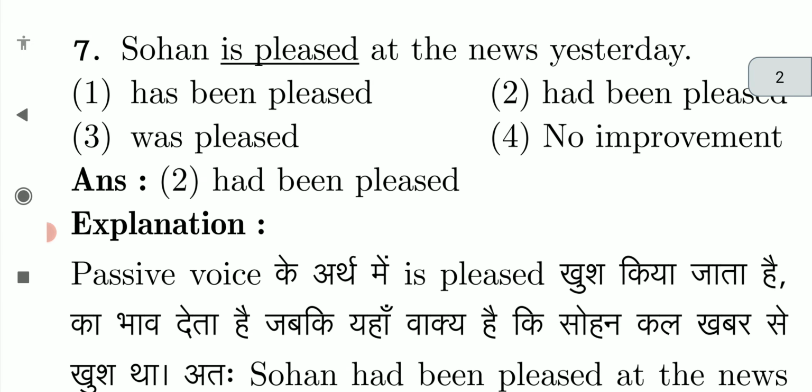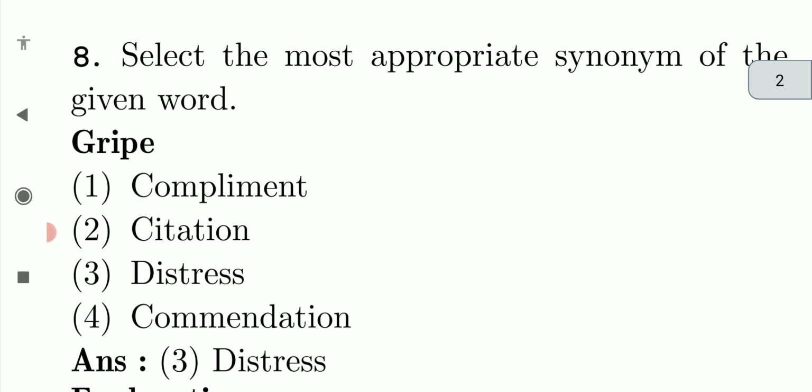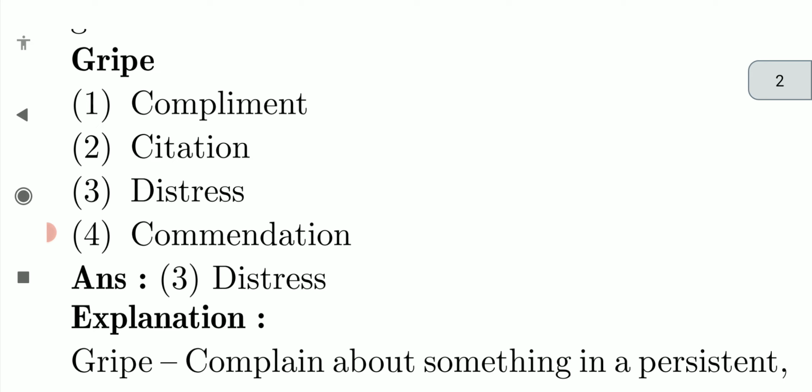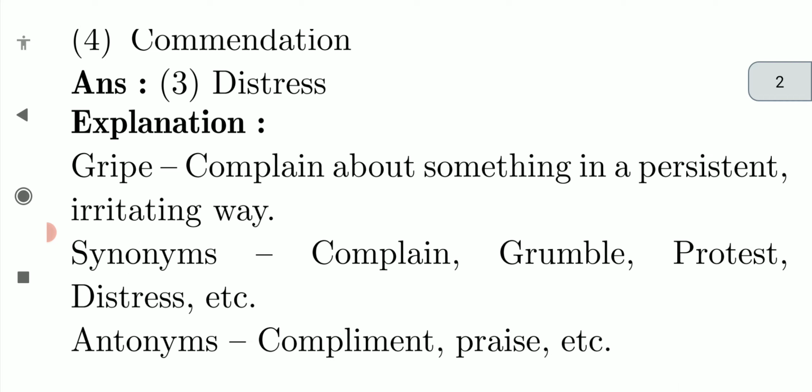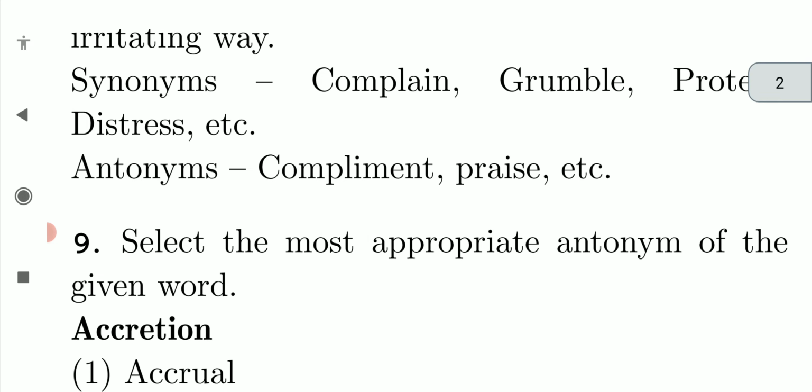If passive voice comes, been will be there. It is a past, so it's like had been pleased. Select the most appropriate synonym for gripe. Gripe is distress. Understood? Gripe means complaint about something in a persistent, irritating way. So the synonyms are complain, grumble, protest, distress, everything. Antonym means compliment and praise.